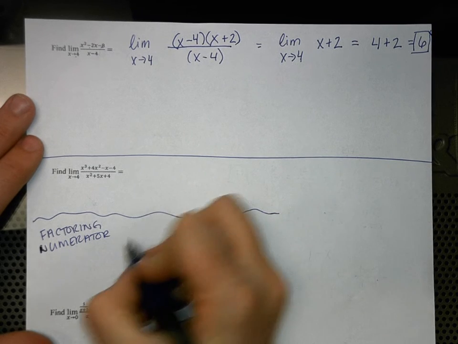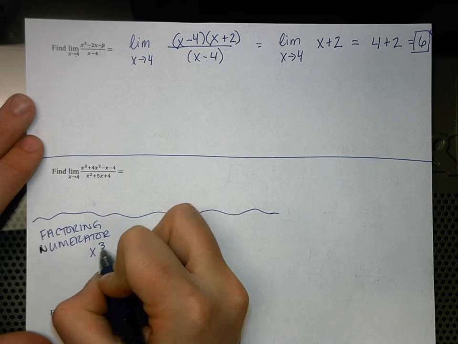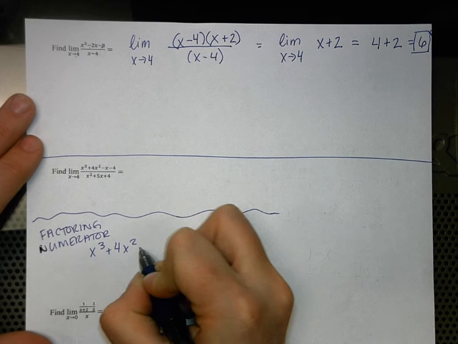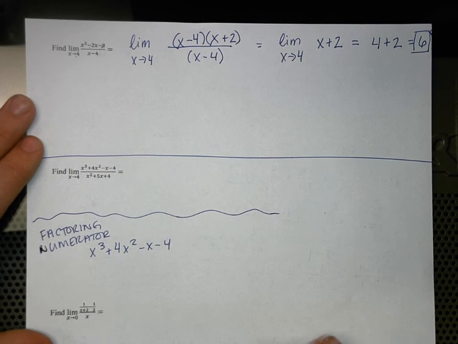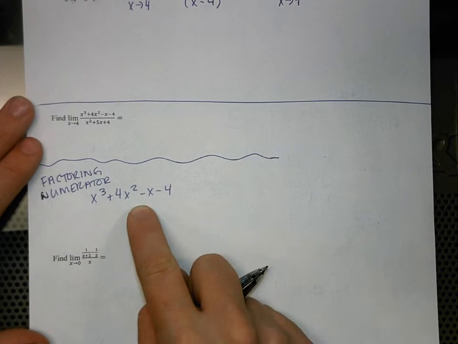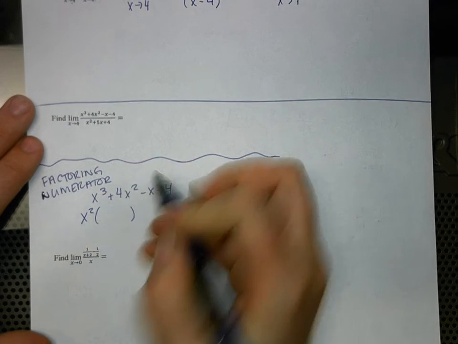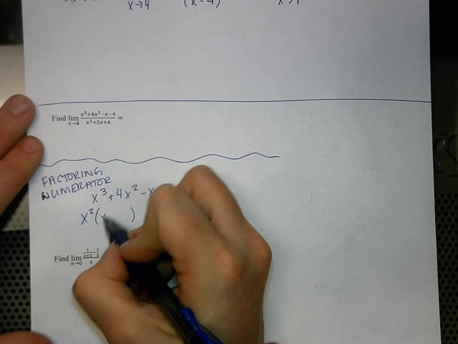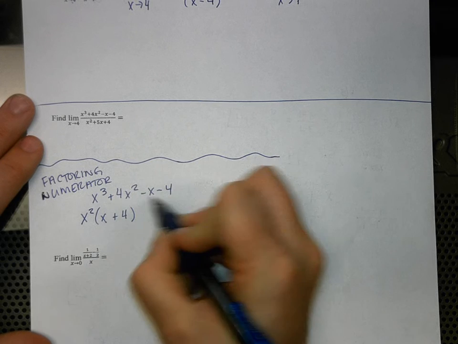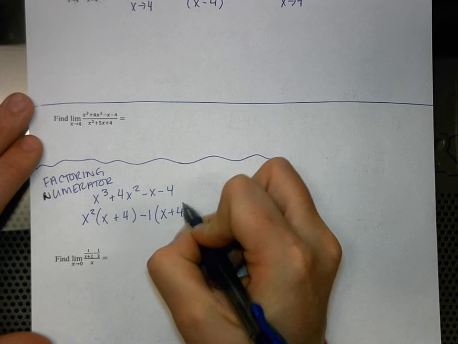So my numerator is x cubed plus 4x squared minus x minus 4. Let's try to factor that by grouping since there's 4 terms and see if it works. My greatest common factor of my first 2 terms is x squared, and that leaves me with x plus 4. My greatest common factor of my second 2 terms is negative 1, and that leaves me with x plus 4.